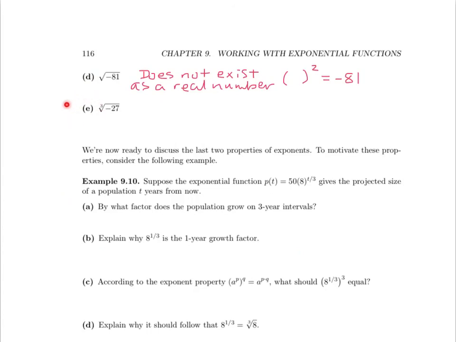E. Now we're wanting to know the cube root of -27. In other words, we want to know what number cubed would give -27. Well, there's only one number that will work here, and that's -3. So the cube root is -3.